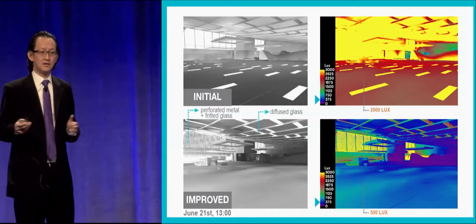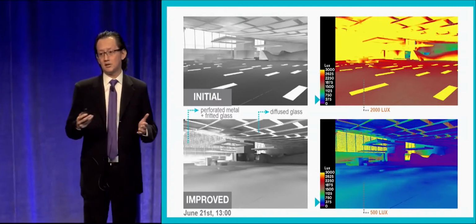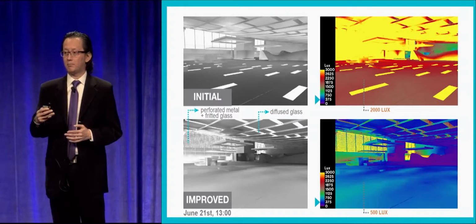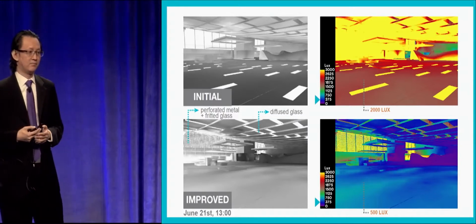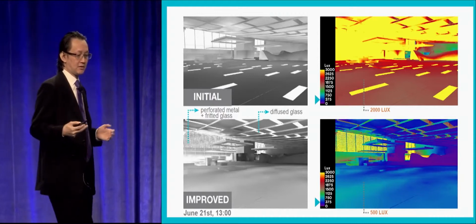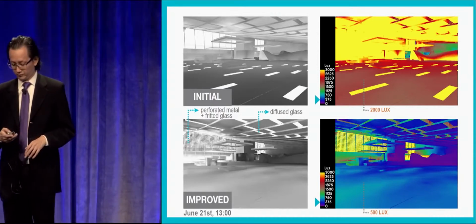There are 3 strategies that we changed in the building. The glass facing the south part, we change it by adding perforated metal on the outside and a fritted glass on the inside. We also introduce a diffuse glass in the small skylight in the ceiling.